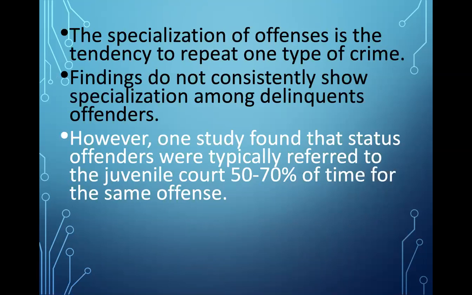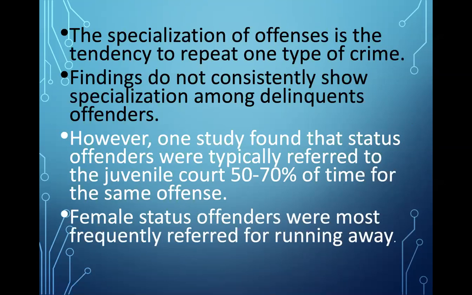However, one study did find that the status offenders were typically referred to the juvenile court 50 to 70% of the time for the same offense, which kind of makes sense. If you like to break into houses, you kind of get good at it. However, if I was walking to go break into a house and I saw a car running and nobody was around, I might just steal that car. So there still are crimes of opportunity that I might commit and get away with, but I'm still going to break the law with a crime that I'm comfortable with. And female status offenders were most frequently referred for running away.